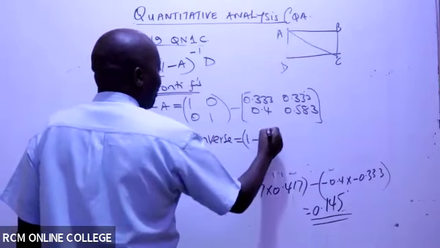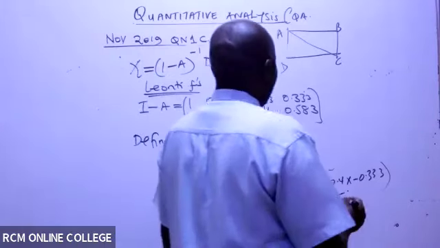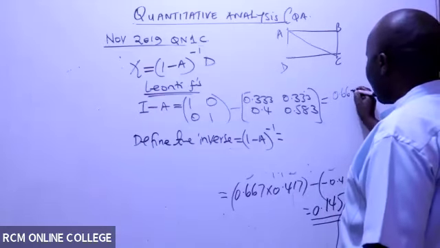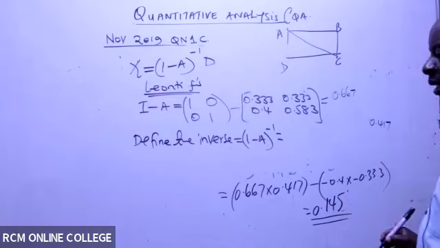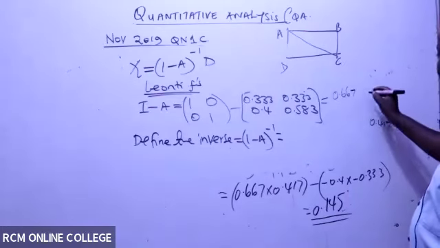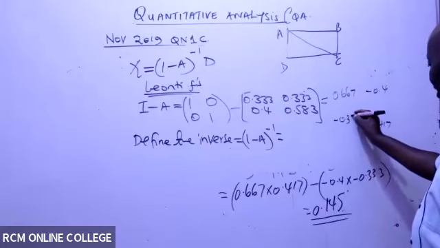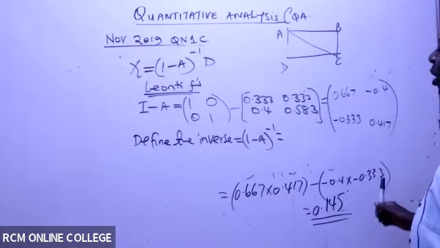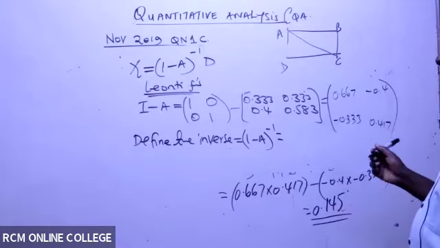I've rubbed that matrix, which is really, really bad. It is supposed to be 0.667, 0.417, then we have minus 0.4, then we have minus 0.333. So this is our I minus A. So now we want to define the inverse, I minus A inverse. How do we get this?